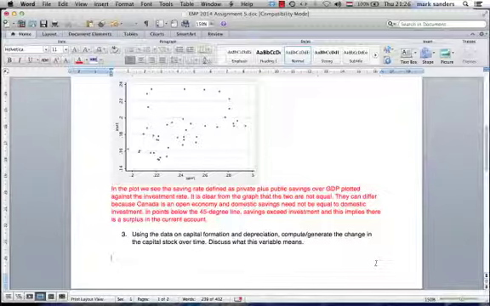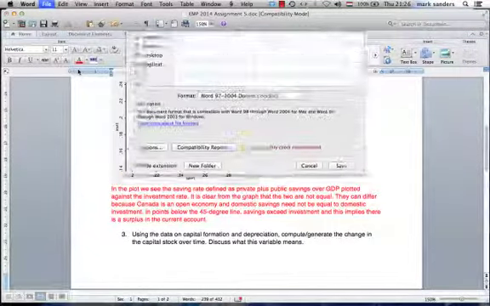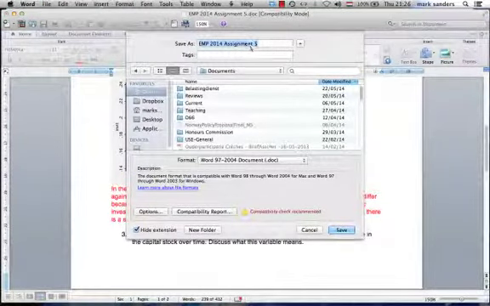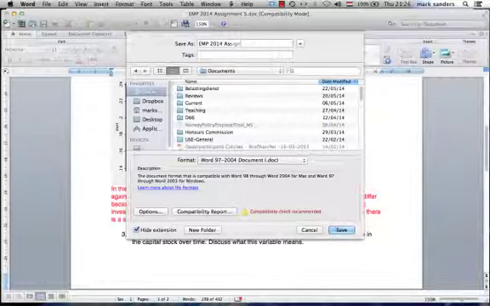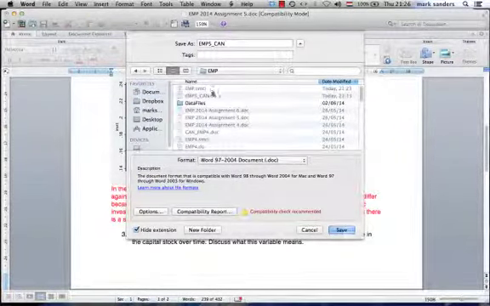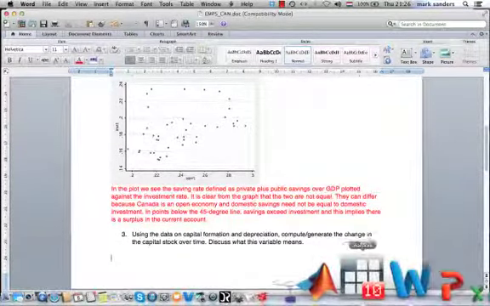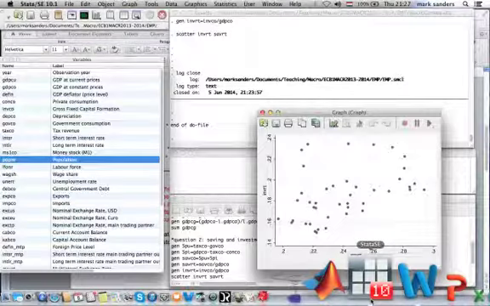Okay, so let me quickly save this. I don't want to save it as assignment 5, I want to save it as empirical project 5 for Canada. And let me save it there. Okay. Let's go back to Stata.